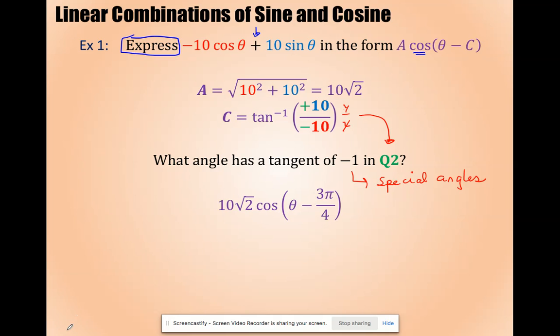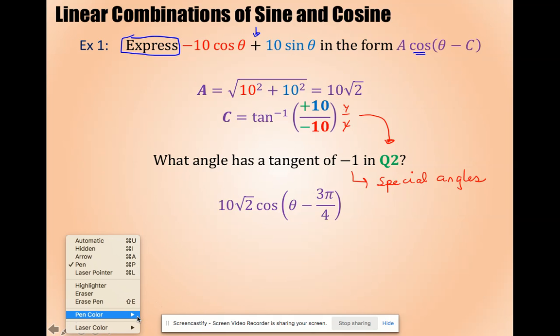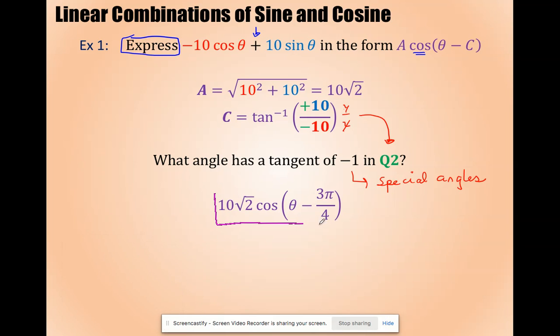So these two expressions are the same. If you were to graph -10 cosine theta plus 10 sine theta, if you put that in y1 and this in y2, you will get exactly the same graph. Why is this helpful? When I want to solve an equation and I can't, there's nothing to do with this. Maybe to try to collapse it, I can use my linear combination and I have cosine by itself.